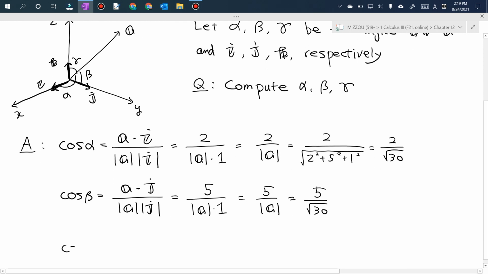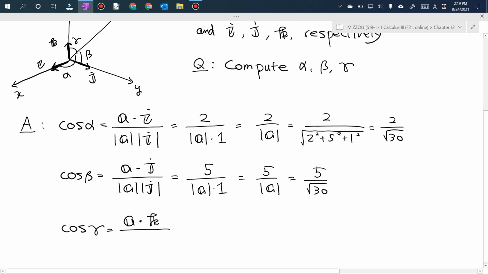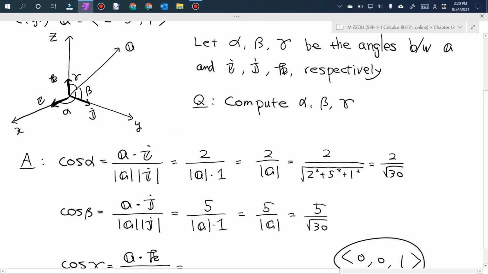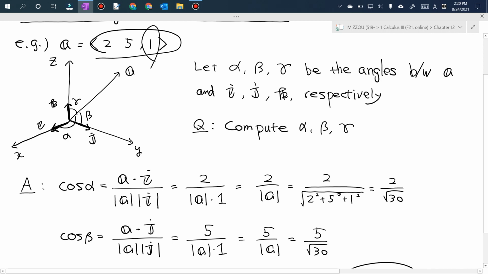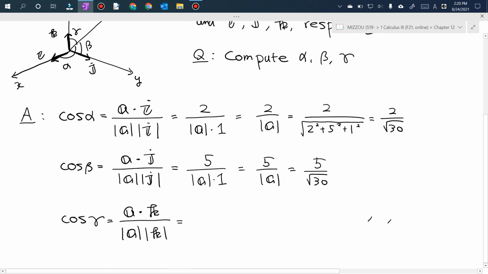And finally, cosine gamma is A dot k divided by the magnitude of A times the magnitude of k. Now remember vector k is 0, 0, 1. If you take the dot product of 0, 0, 1 with this vector here, what you get is the last component, 1. So this is 1 divided by the magnitude of A, and of course the magnitude of k is again 1. That is equal to 1 over the magnitude of A, which is 1 over root 30.